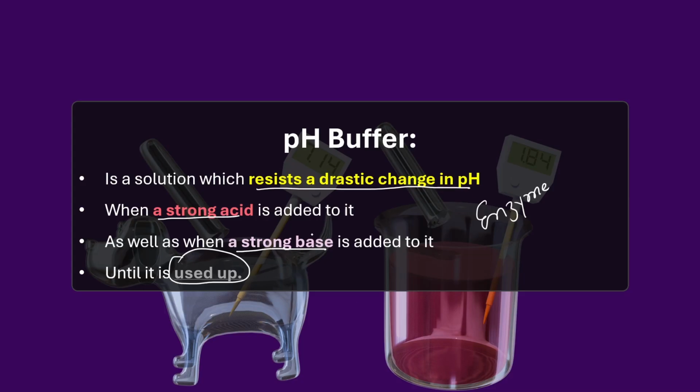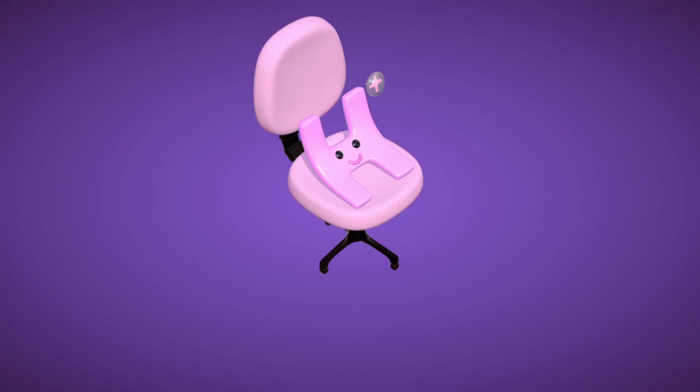It resists drastic change in pH when a strong acid is added as well as when a strong base is added until it is used up completely. So this is pH buffer. Now to understand the pH buffer, let's go back to our concept of acids and bases.